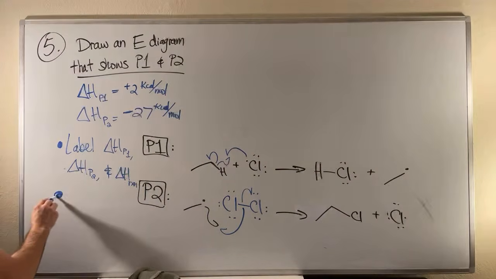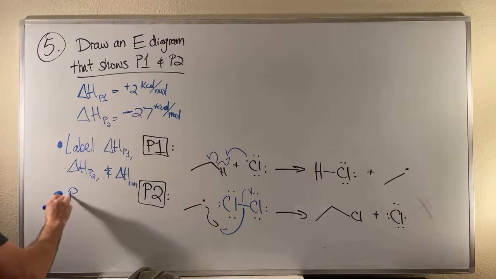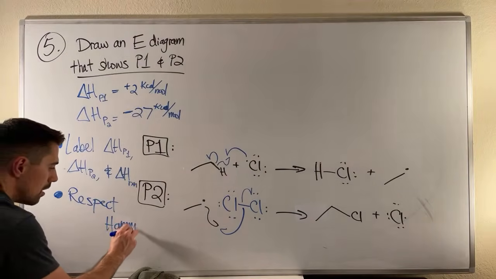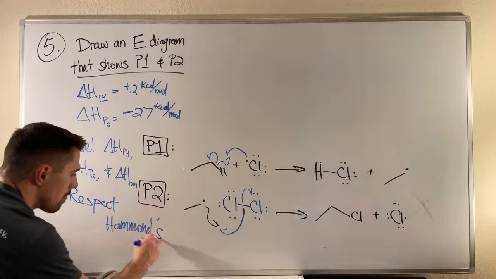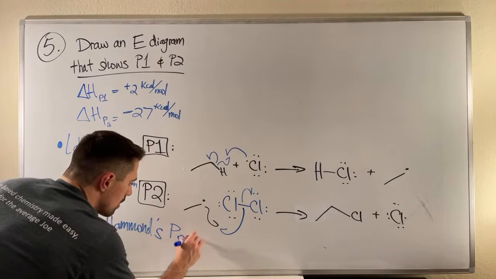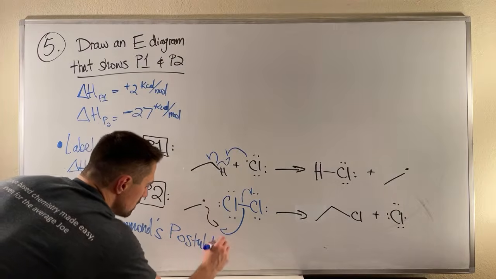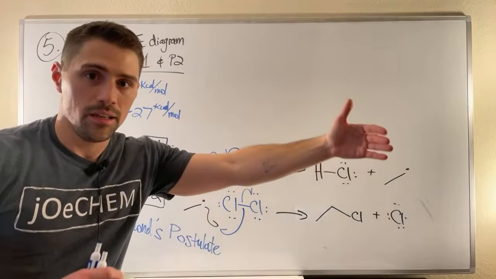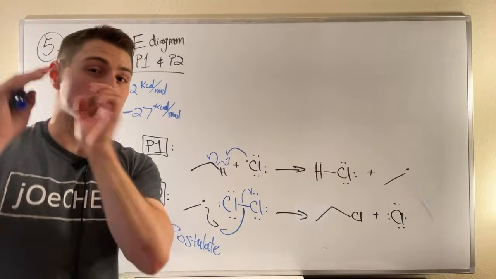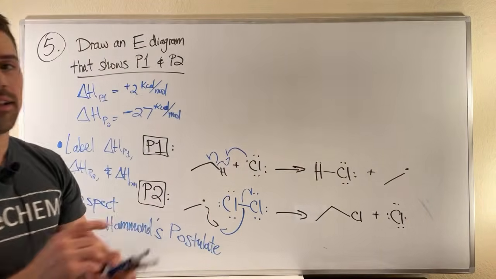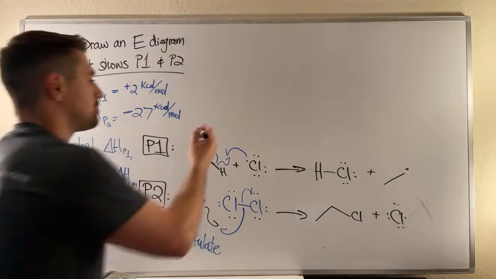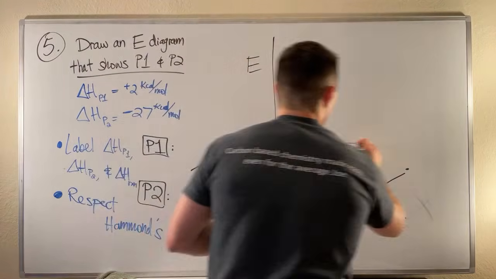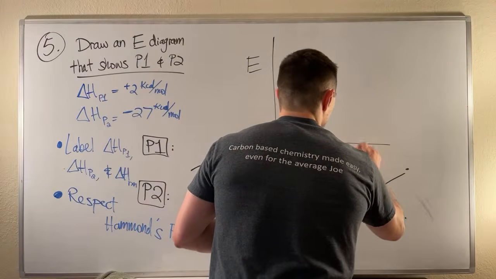And then one other thing we need to do is respect Hammond's postulate. Now, the idea of Hammond's postulate is if you have endothermic reactions, you have a late transition state, and with exothermic reactions, you have an early transition state. Now, why do we care about that? It's actually going to make our energy diagram look more accurate.